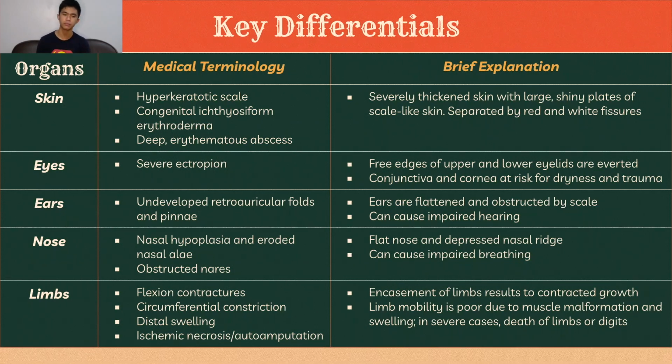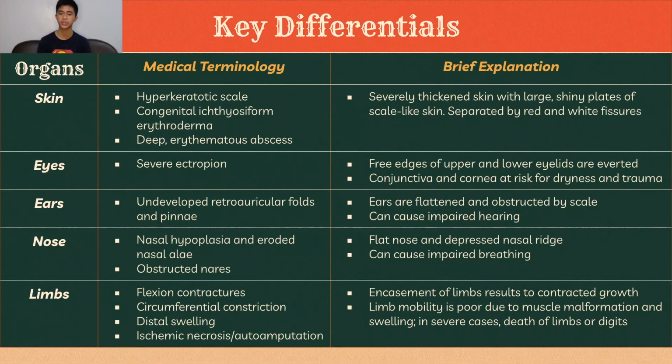skin infection. We can also see here in the next three items that Harlequin ichthyosis gravely affects the sensory organ systems. For the eyes, as has been mentioned earlier, there is severe ectropion, wherein the free edges of the upper and lower eyelids are everted due to the tension on the skin.